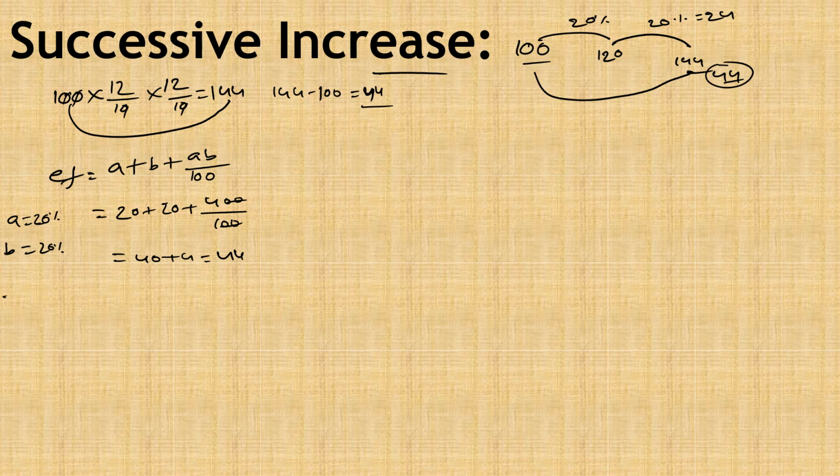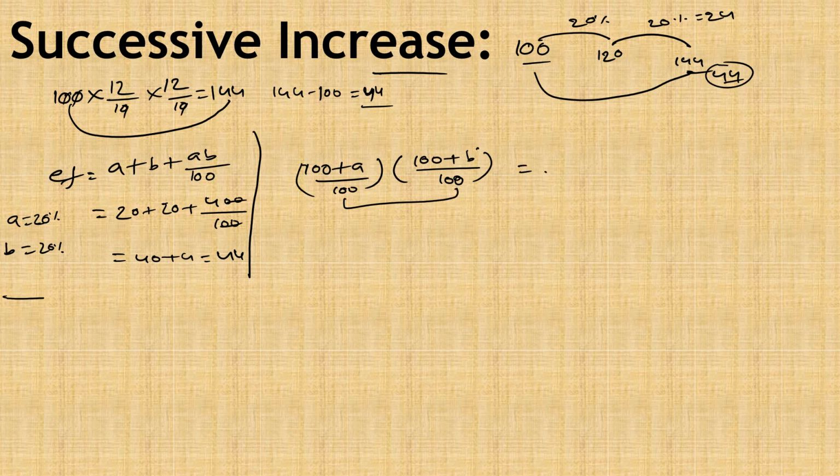How did we get the formula? I'll write here. When a number is increased by a%, how will we write? A number is increased by a%: 100 plus a by 100. Again the number is increased by b%, that is 100 plus b by 100. This is the old number and the upper number is the new number.